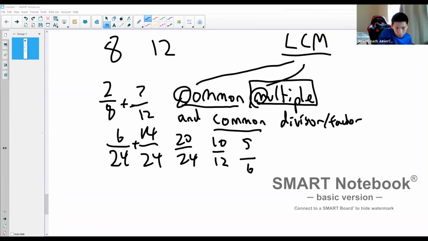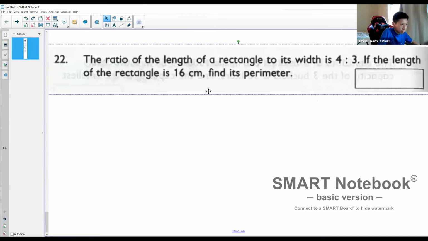All right, so for the next section, I'm moving down to the word problems because that's usually what people have trouble with. I'm going to go over question 22 first. Move over to the workbook. The ratio of the length of a rectangle to its width is 4 to 3. If the length of the rectangle is 16, find its perimeter.